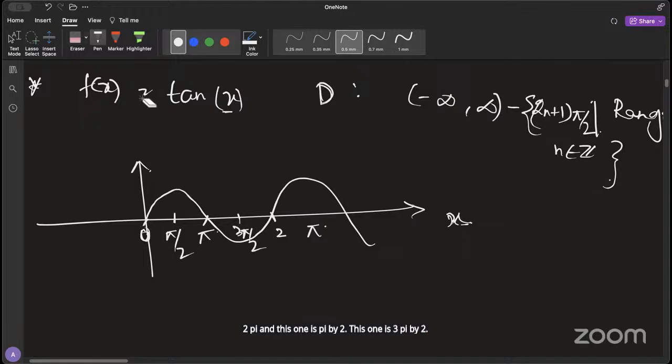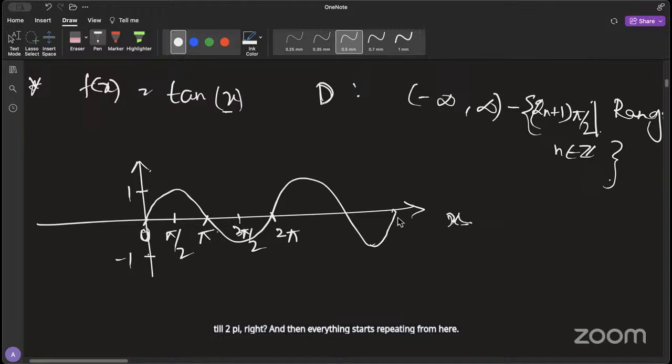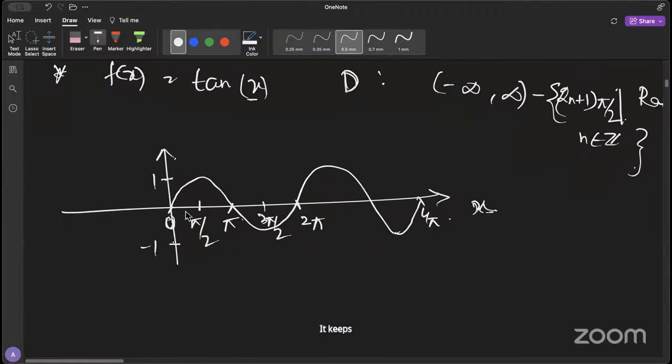One circle is completed till 2 pi, all the values have been covered once, right? So this is -1. The largest value it can take is +1. This one is +1. The smallest value it can take is -1. So all the values from -1 to 1 have been covered till 2 pi, right? And then everything starts repeating from here. 0 to 4 pi, everything repeats. It keeps going on like this, and the same goes here.